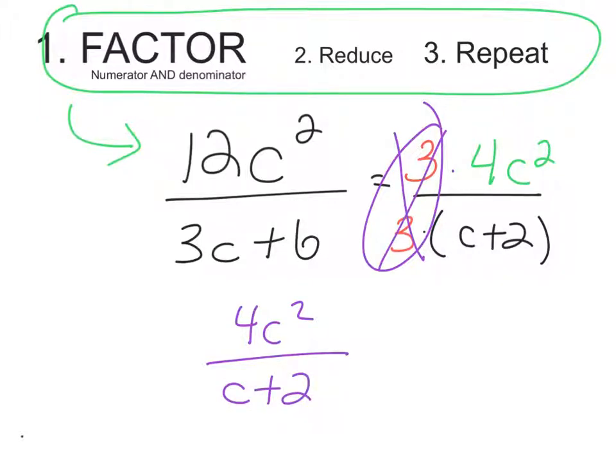Now repeat, I can't factor the bottom anymore. Don't be tempted to cancel those c's. You can't, because this c is in an addition problem, not a multiplication problem. So when I'm looking to repeat, can I factor the numerator anymore? Can I factor the denominator anymore? And I know that since I can't factor the denominator, there's no factors to cancel, so this is going to be my final answer.